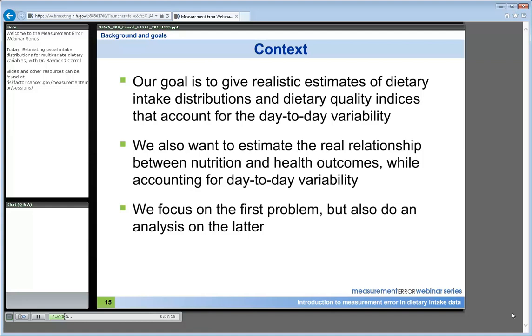The first goal here is to give realistic estimates of dietary intake distributions and dietary quality indices that account for the day-to-day variability. And then we also want to estimate the real relationship between nutrition and health outcomes while accounting for day-to-day variability in 24-hour recalls. So I'm going to focus mostly on the first problem, the surveillance problem, but we'll also do an analysis of the epidemiology problem at the end.